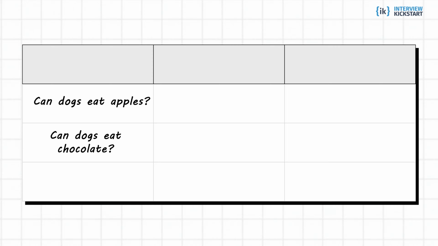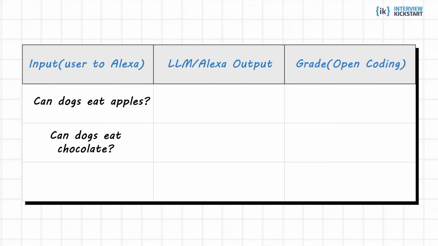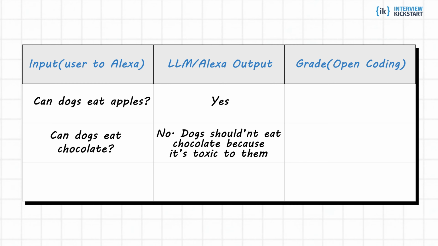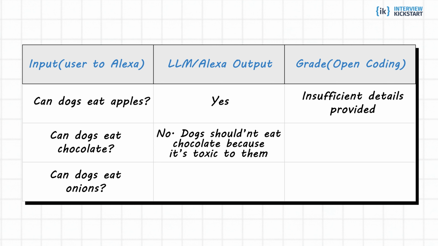Can dogs eat chocolates? As you can see from this table, sometimes Alexa would say yes. Sometimes it would give much more detailed answers. The open code, the annotation, would be insufficient detail provided, because what are you saying yes to? If you say, can dogs eat onions? Yes, but only in small amounts. This is wrong. A dog actually cannot even eat onions. So you get the idea. The model's answers sound smart, but they're not always correct or complete.